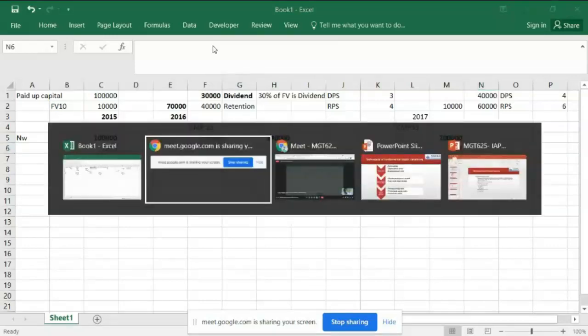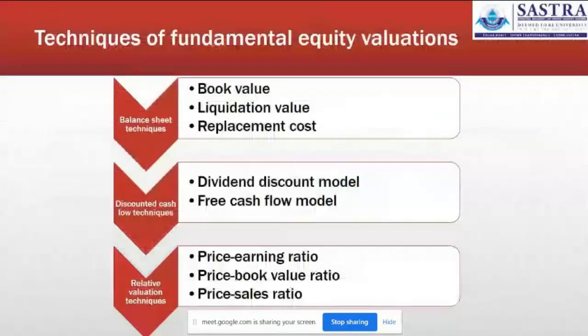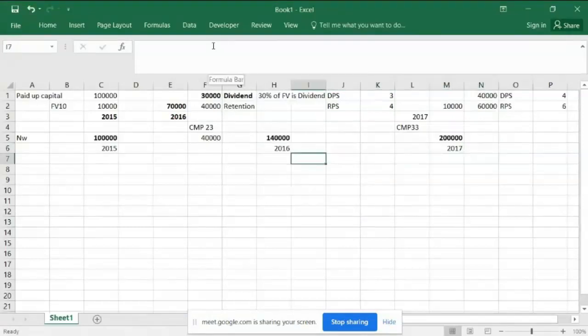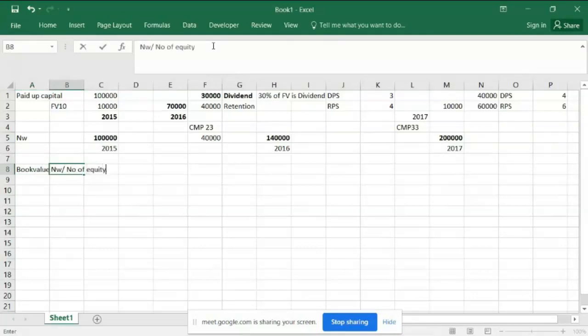Next, it is given for the calculation of book value. So how is the book value calculated? Book value is calculated on the basis of the net worth of the company divided by the number of outstanding equity shares of the company. On that basis, we'll calculate the book value of shares.